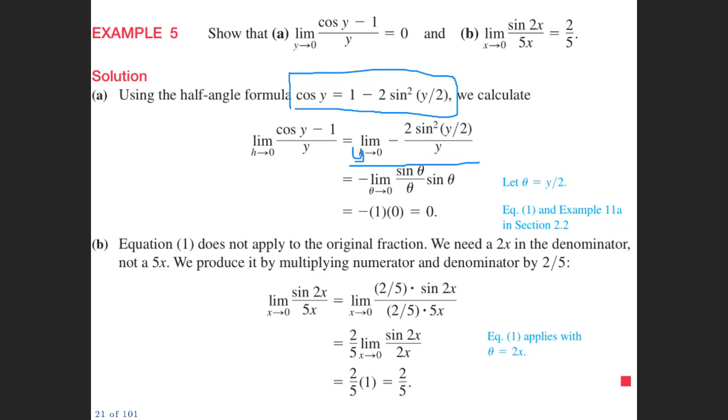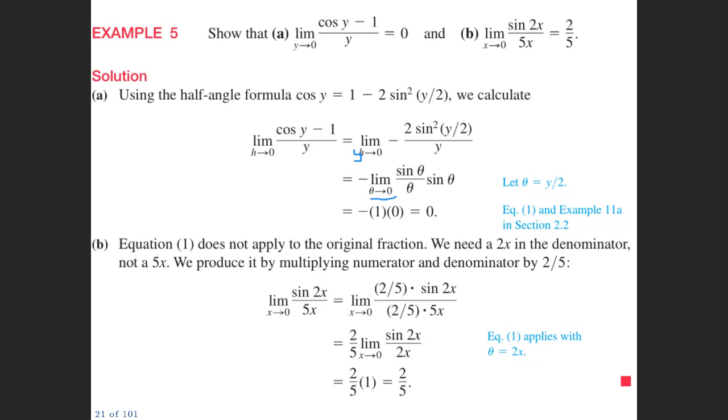At this point, I want to do a substitution. I want to replace every y over 2 by theta. So instead of sine y over 2, I have sine theta. Instead of 2 divided by y, I just have y. Now, if y tends to 0, how does theta behave? Theta also tends to 0.